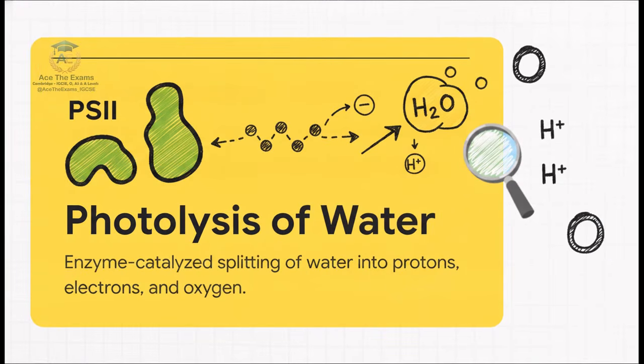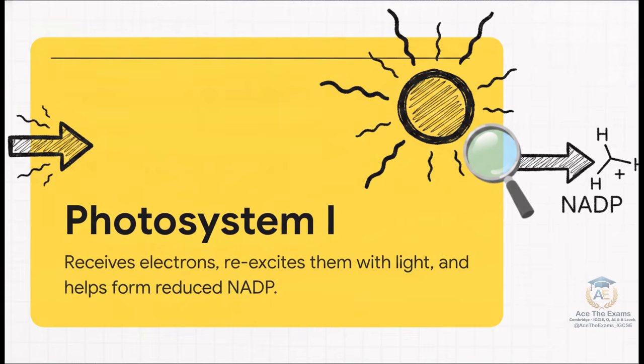And this brings us to a brilliantly clear causal link that examiners are just desperate for you to understand. When PS2 shoots those excited electrons down the transport chain, it's suddenly left with a massive deficit. It desperately needs replacements, and fast. That is exactly why the photolysis of water occurs. This enzyme-catalyzed splitting of water provides the exact electrons needed to perfectly replace the ones that were just lost by PS2. So, moving further down the chain, photosystem 1 is just sitting there waiting.